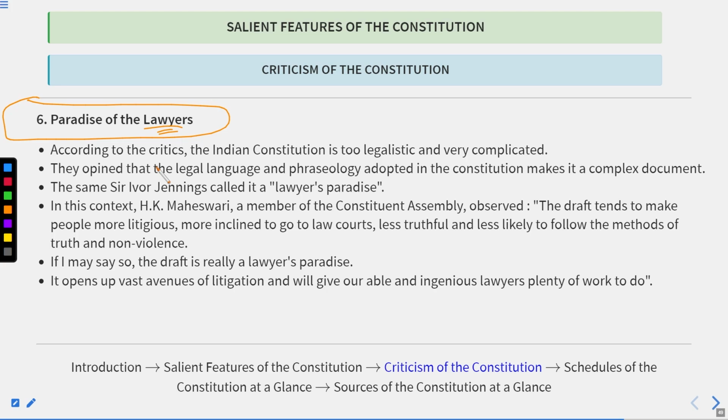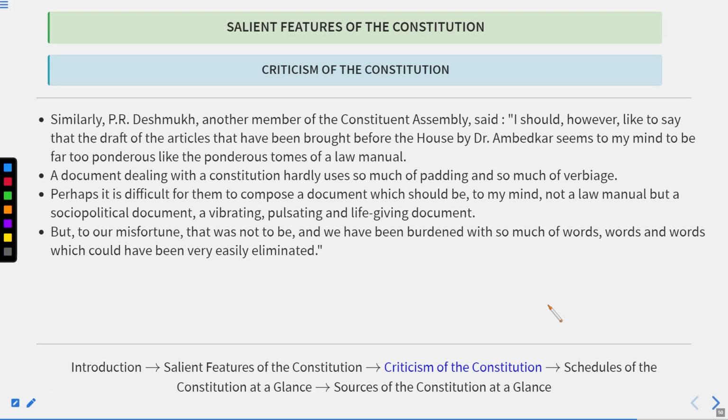In this context, H.K. Maheshwari, a member of the Constituent Assembly, observed, the draft tends to make people more litigious, more inclined to go to the law courts, less truthful, and less likely to follow the methods of truth and non-violence. If I may say so, the draft is really a lawyer's paradise. It opens up vast avenues of litigation and will give our able and ingenious lawyers plenty of work to do. Okay, so these were some kind of criticism they were claiming.